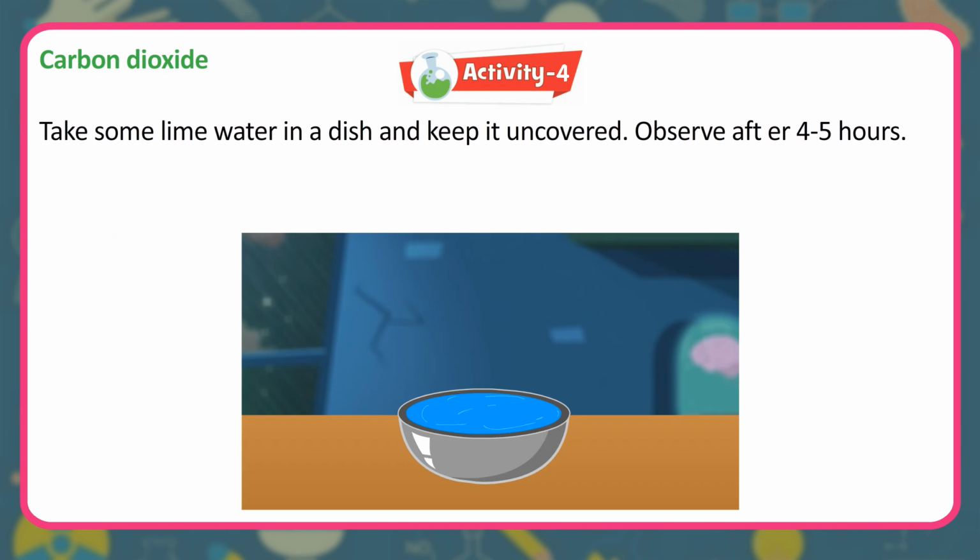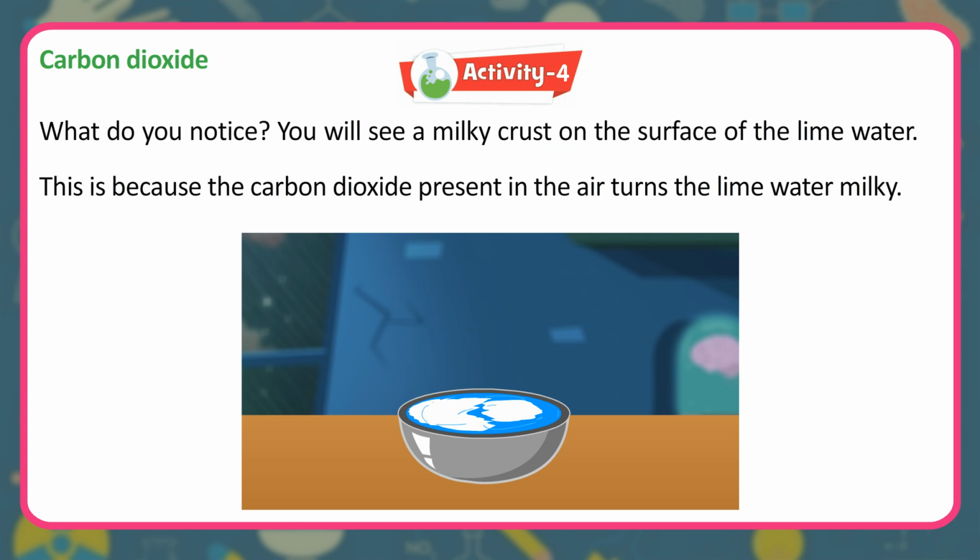Activity. Take some lime water in a dish and keep it uncovered. Observe after 4-5 hours. What do you notice? You will see a milky crust on the surface of the lime water. This is because the carbon dioxide present in the air turns the lime water milky.